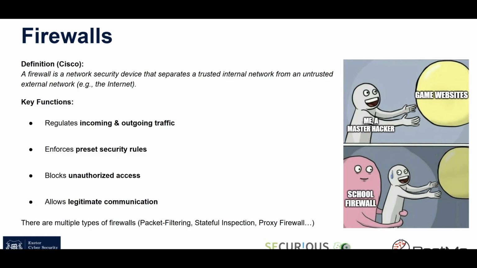Key functions: regulates incoming and outgoing traffic, enforces preset security rules, blocks unauthorized access, and allows legitimate connections, if you identify them correctly. If you misconfigure your firewall, you will see very, very fast that you don't get any traffic, and you might spend a lot of time trying to understand why. So that's it. There are multiple types of firewall.